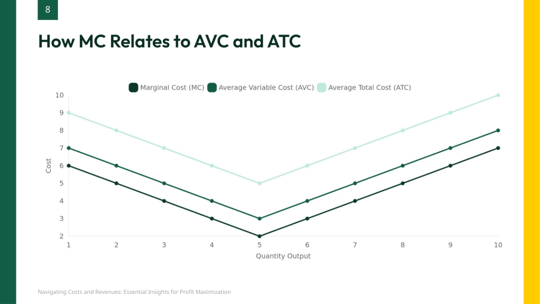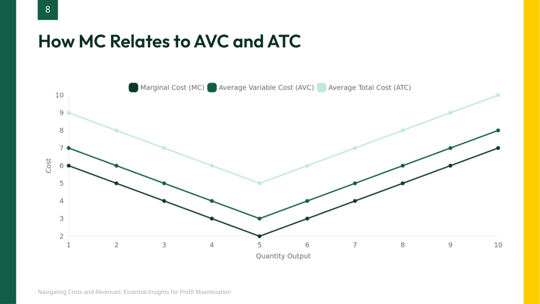Notice how the marginal cost curve intersects the average variable cost and average total cost curves at their minimum points. This intersection is crucial because it signals the output level where producing one more unit begins to increase average costs. The average variable cost and average total cost curves move closely together, with the average total cost curve always lying above the average variable cost due to the inclusion of fixed costs.